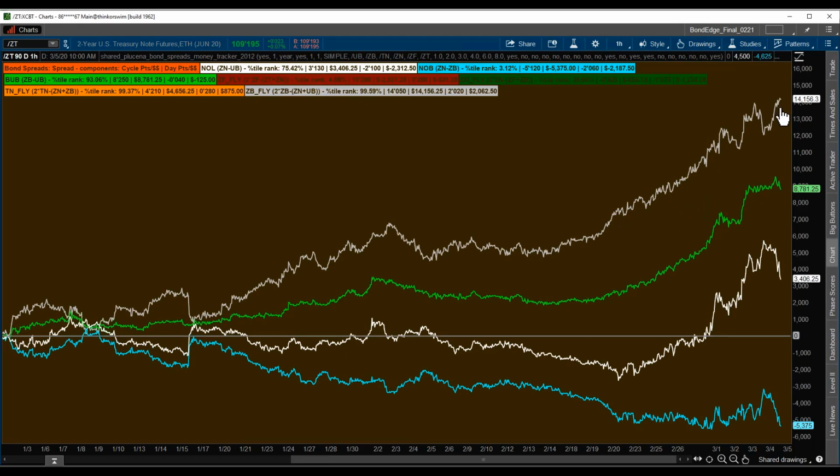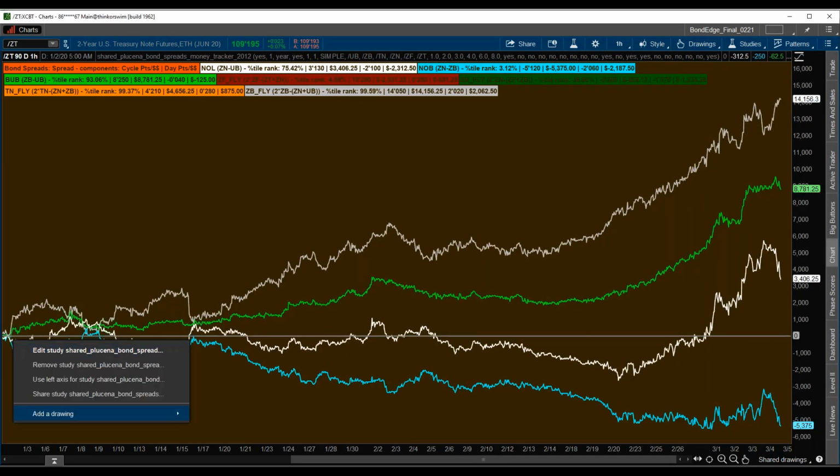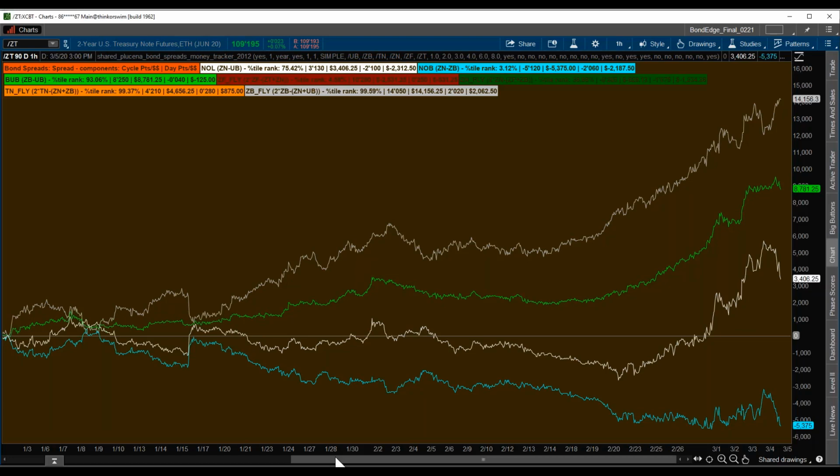ZB fly is way up here since the beginning of the year. So this is Bond Edge. Guys, we have this exact same tool for equities, and energies have been released. We're also building it for metals and for commodities.